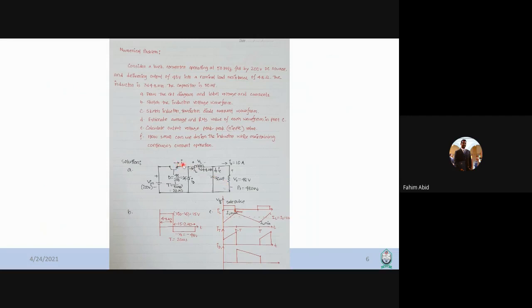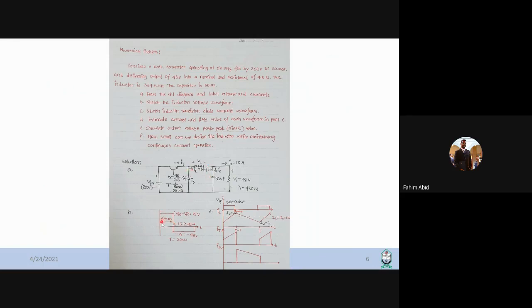You have to denote which currents go where, what the voltage is, and what the value of all these components is. So this is task number 1. It's very simple. The second task says to sketch the inductor voltage waveform. So in the second task, your task is to sketch the inductor voltage waveform.